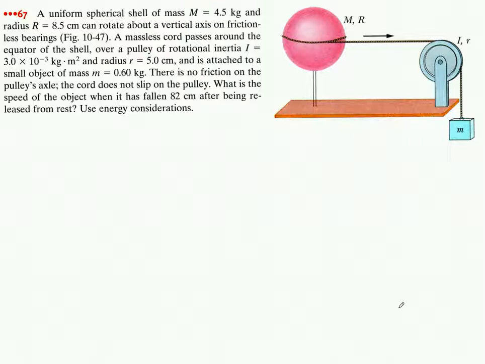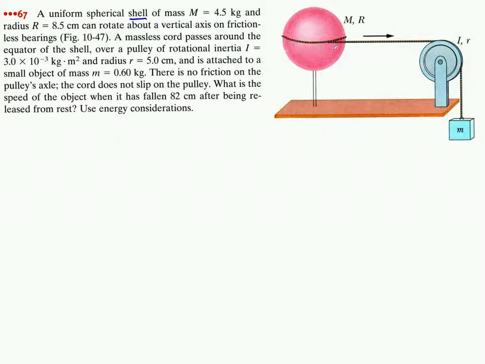Number 67 from your homework tonight. I just want to do this one. This is one that students normally ask, so I thought I'd hit this one ahead of time. A uniform spherical shell, I almost missed that, of mass m and radius r that can rotate around a vertical axis on a frictionless bearing is shown.